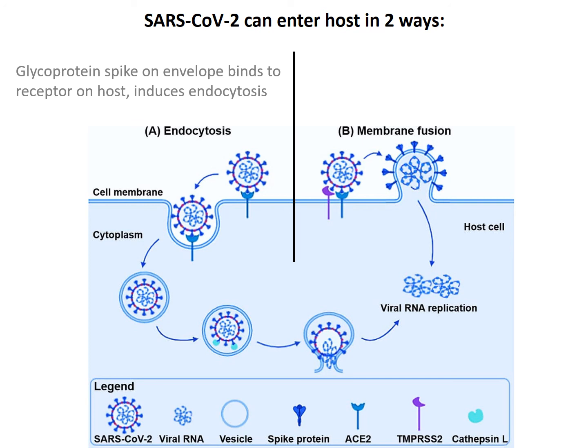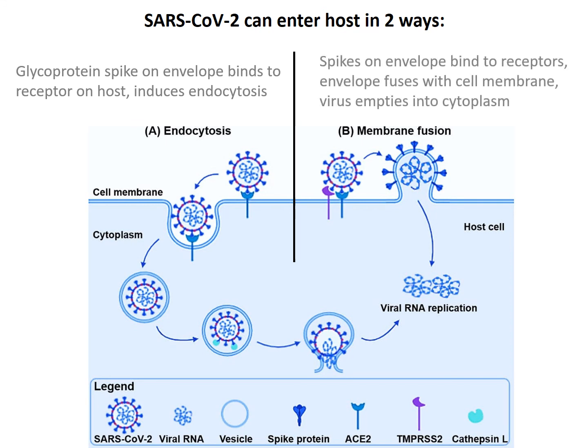Let's contrast this endocytosis entry mechanism with membrane fusion on the right. During membrane fusion, glycoprotein spikes on the viral envelope bind to receptors on the host cell, causing the envelope to fuse with the cell membrane. This is made possible because the viral envelope is actually made of plasma membrane, chemically very similar to the plasma membrane that comprises your cell membranes.